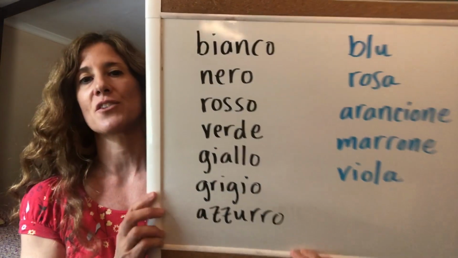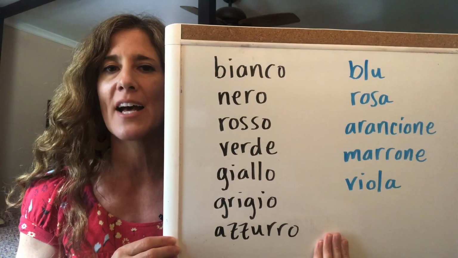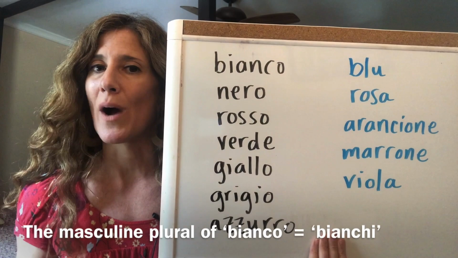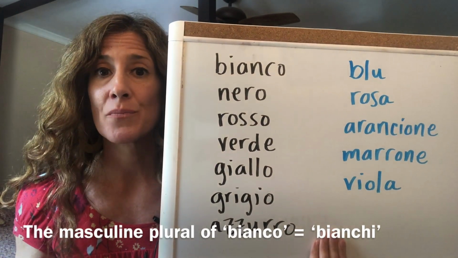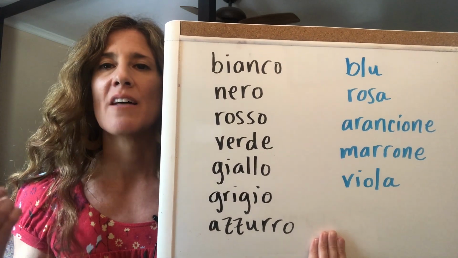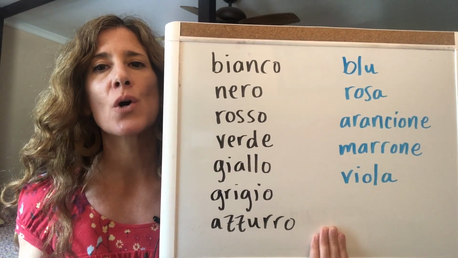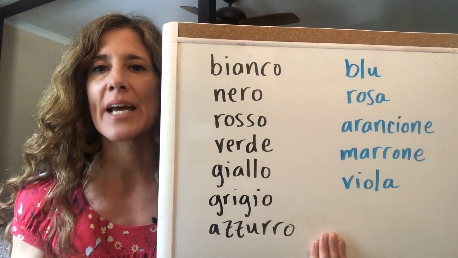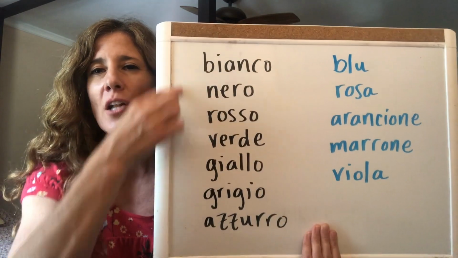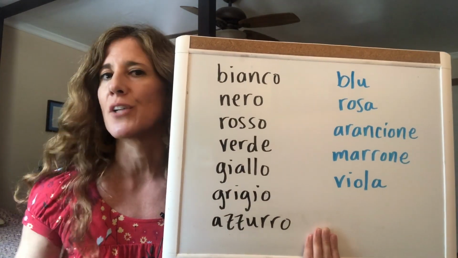So here we've got some colors, okay? These are just the basic colors that I thought off the top of my head. So ripetete: bianco, white; nero, black; rosso, red; verde, green; giallo, yellow; grigio, gray; azzurro is like a sky blue, okay? All of these in black are going to always agree with the gender and number of the noun.